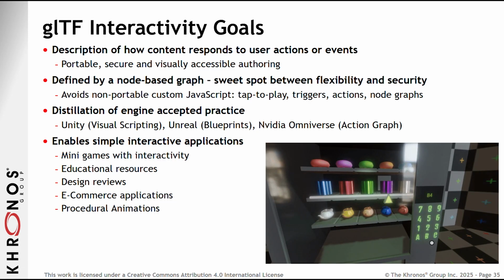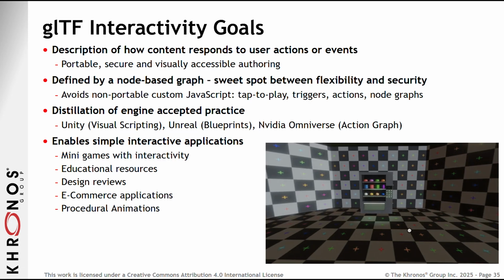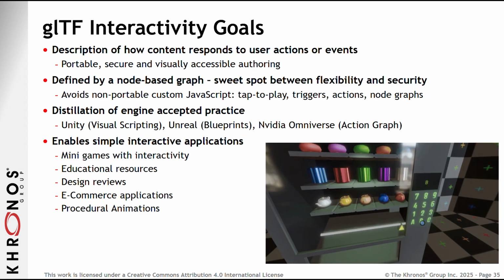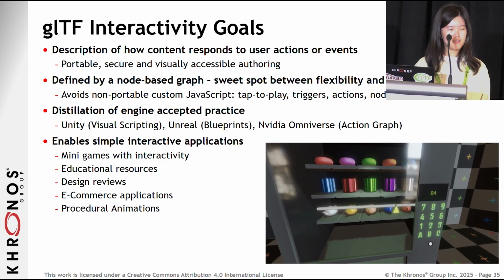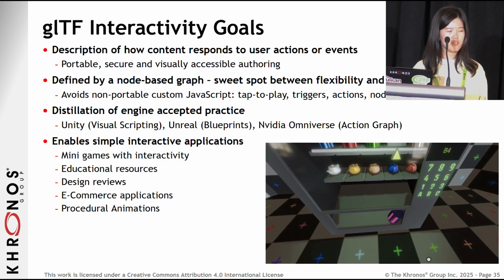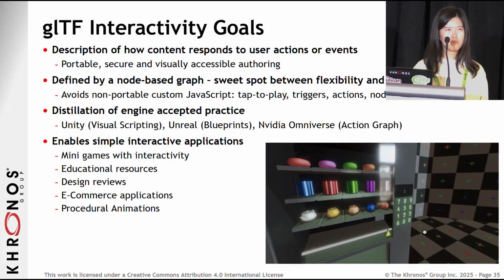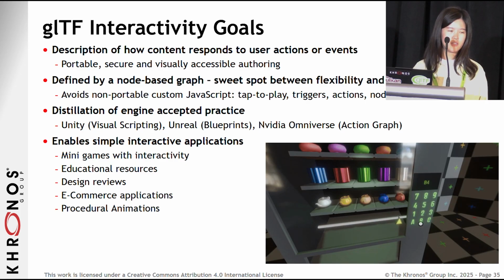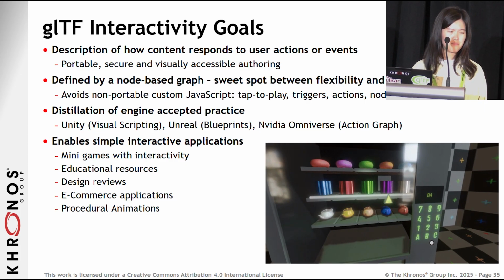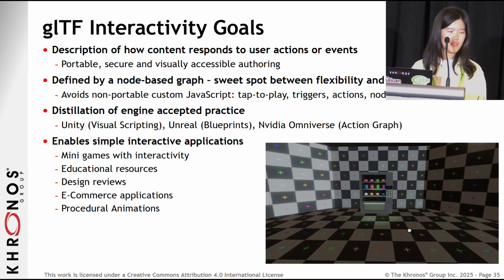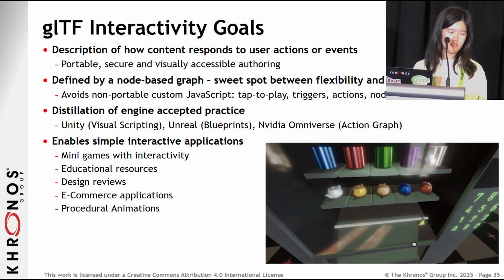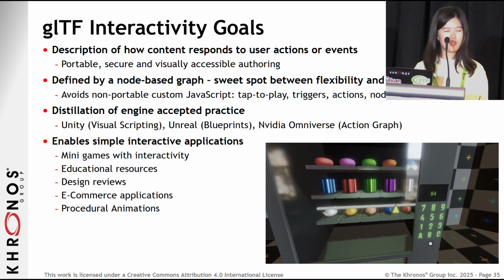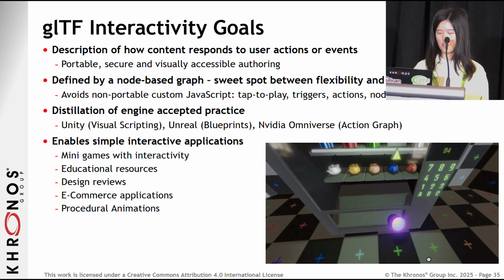It avoids non-portable things, like custom JavaScript that lets you tap to play or trigger anything that depends on a specific VM. It's a distillation of all the different popular game engines out there. We took inspirations from visual scripting in Unity, blueprints in Unreal, and NVIDIA Omniverse action graphs. There's a lot of different use cases for this. You can build mini-games with interactivity, educational resources, and do design reviews. There's e-commerce applications, and you can do procedural animations.